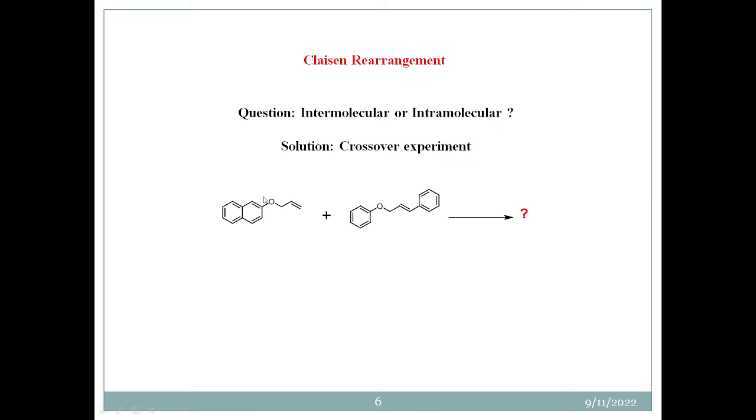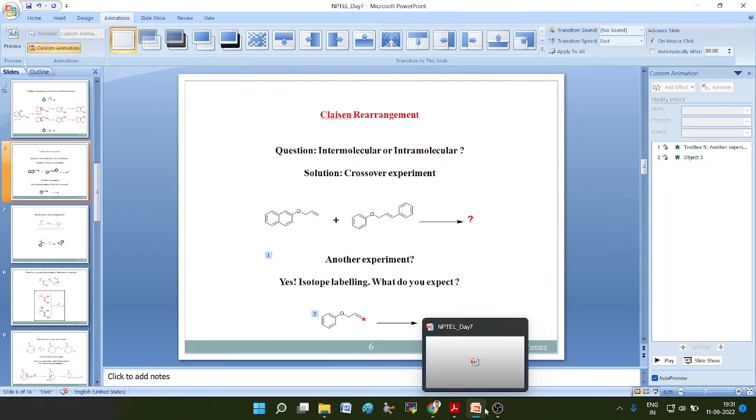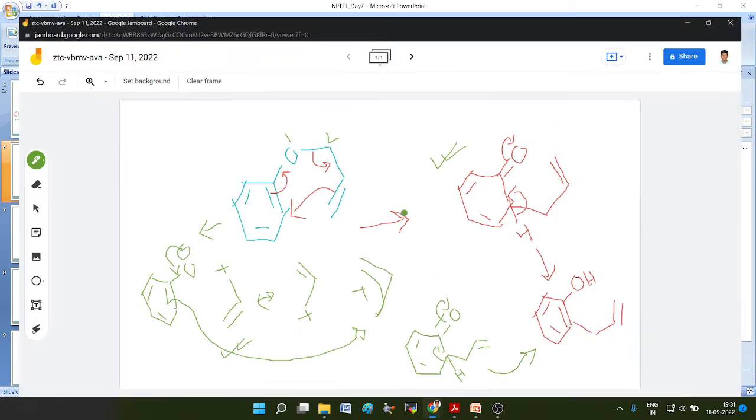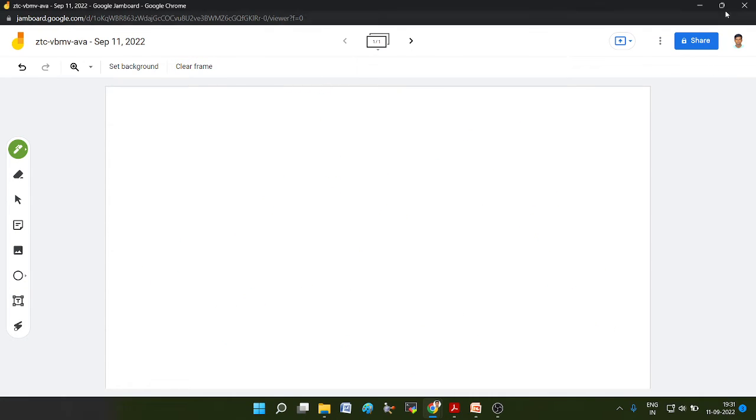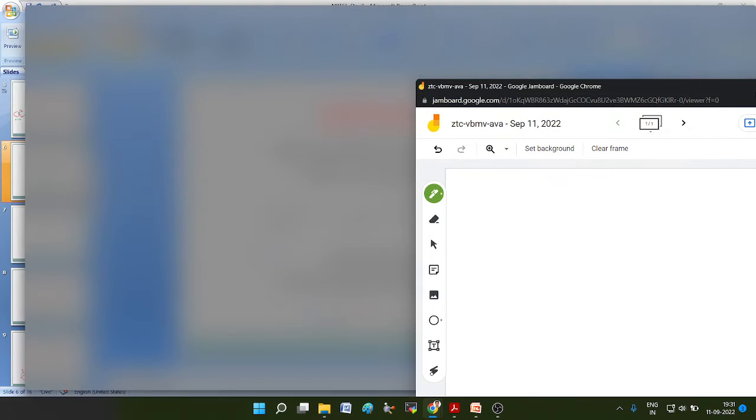Now come to these two reactants. If we don't know whether it is intermolecular or intramolecular, we will have different products. So let's see. Again, I will do the same thing. I hope it is very clear to you. I need a clear frame, and I need the structures of those.